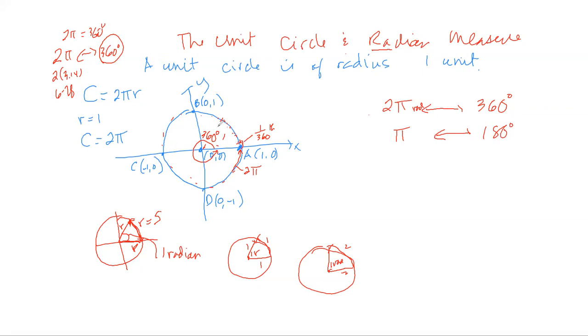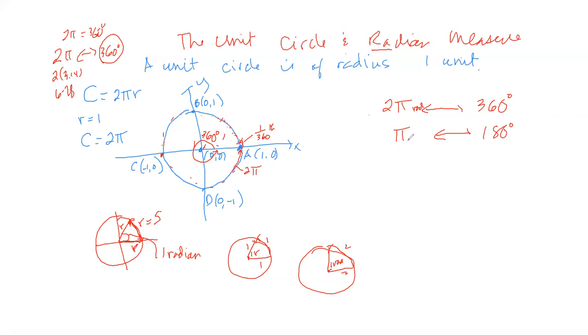So since the whole unit circle is 2 pi, one half of it is 1 pi, and that's equivalent to 180 degrees. Okay? So 180 degrees. Now, the relationship between radian and degree therefore is 1 pi radian is equivalent to 180 degrees.